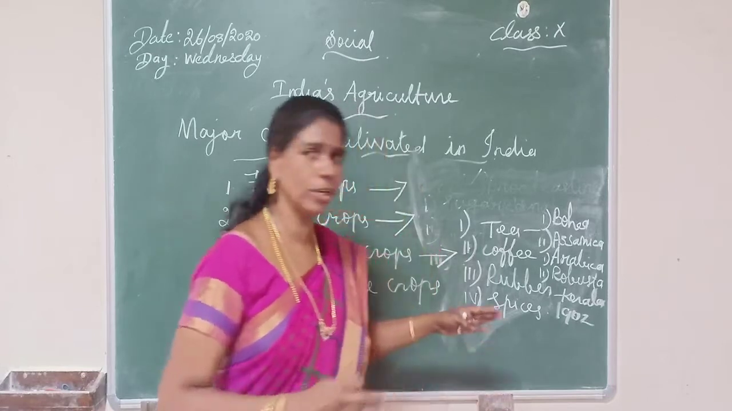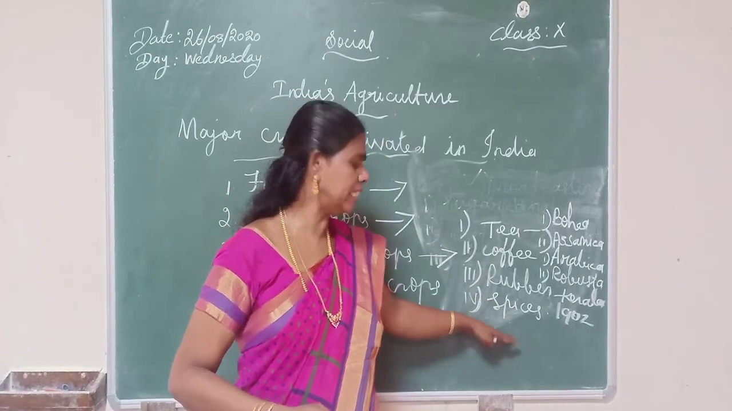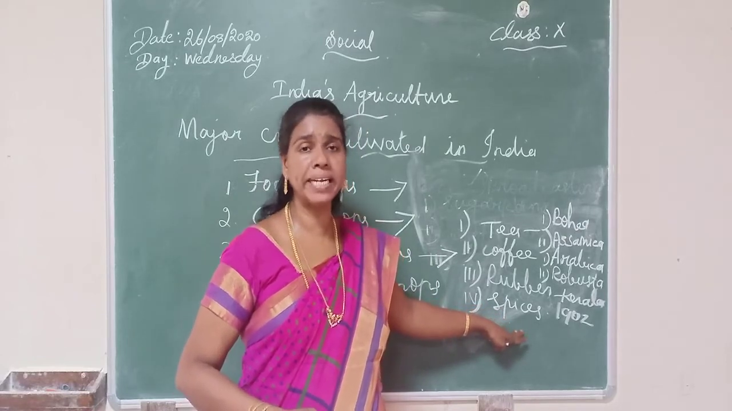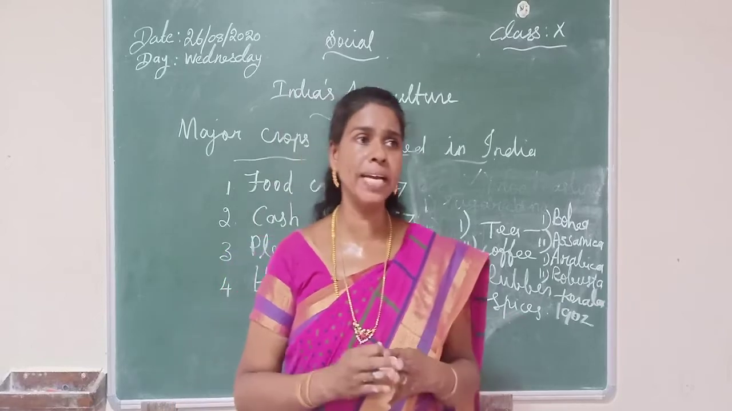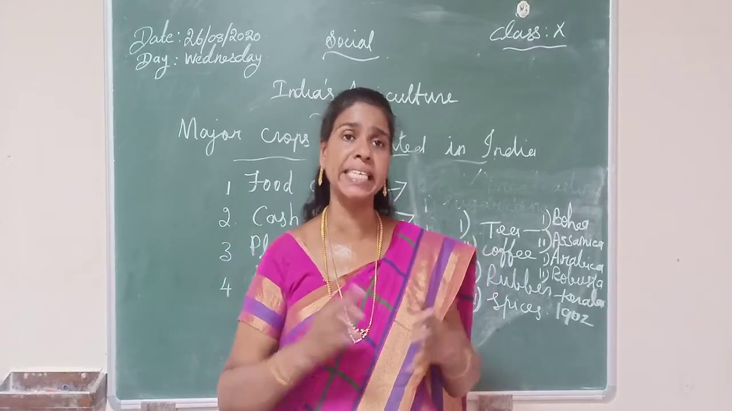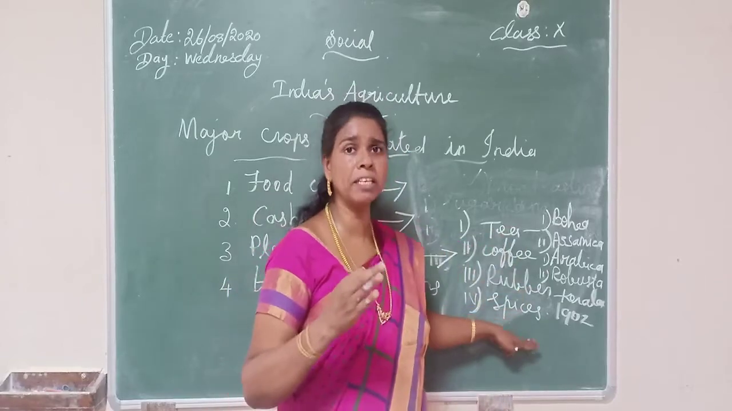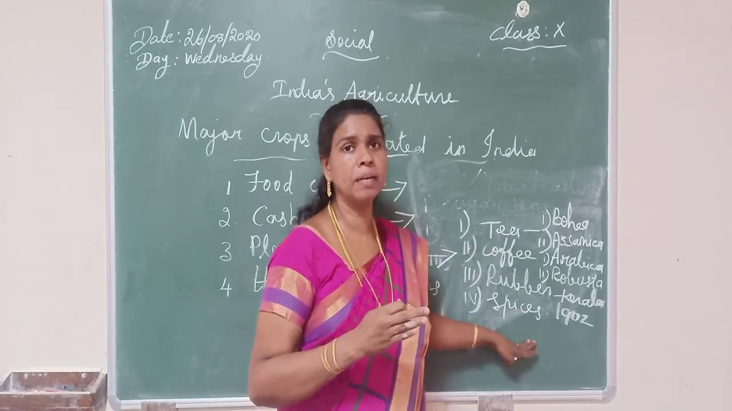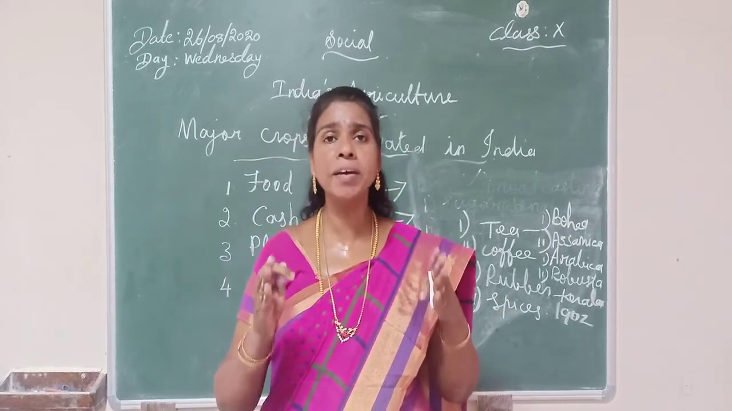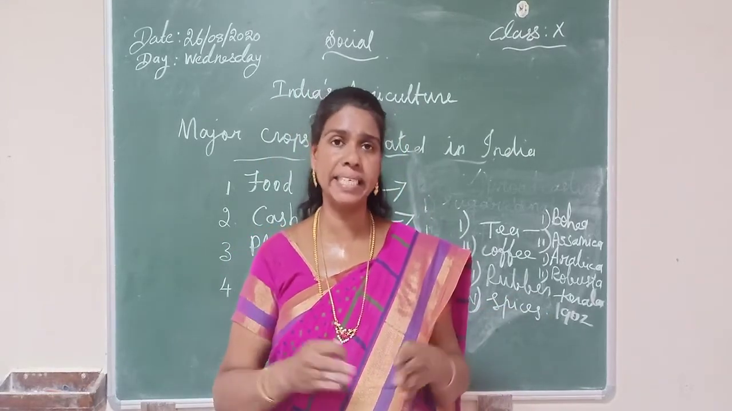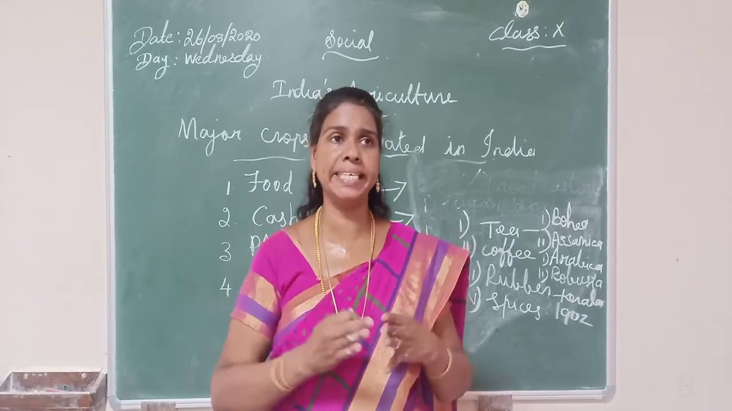Then the last one is spices. It is one of the most important plantation crops. It is used for cooking food and preparing medicine, dyes, etc. In India, some important spices are cultivated. The main spices are chili, ginger, cardamom, turmeric, etc. Among the states, Kerala is the leading state.